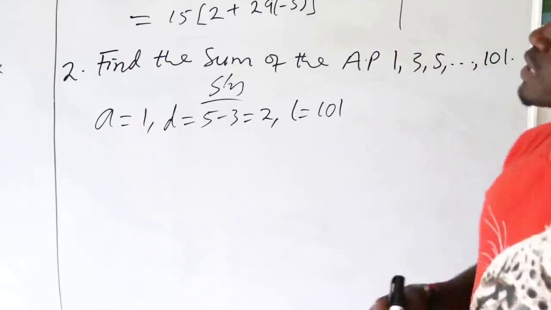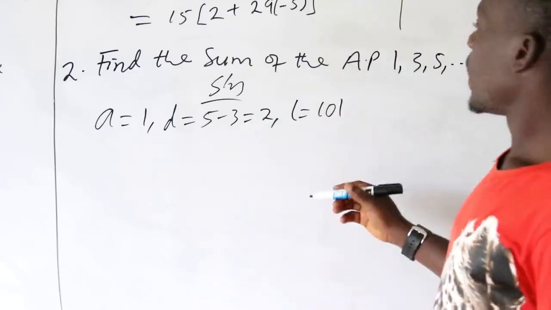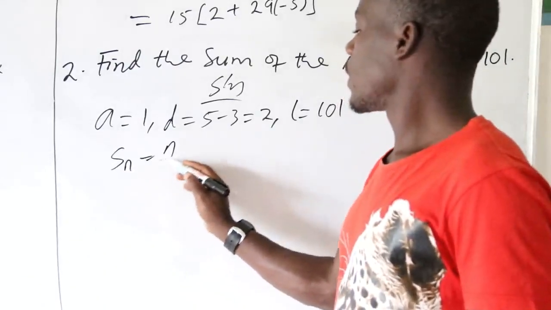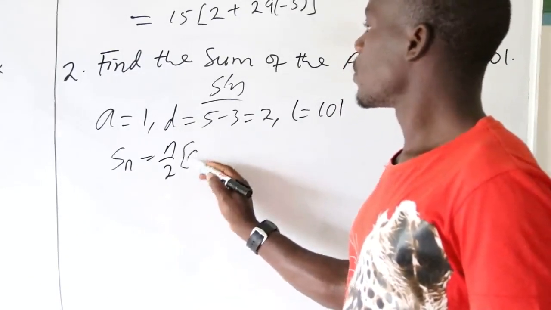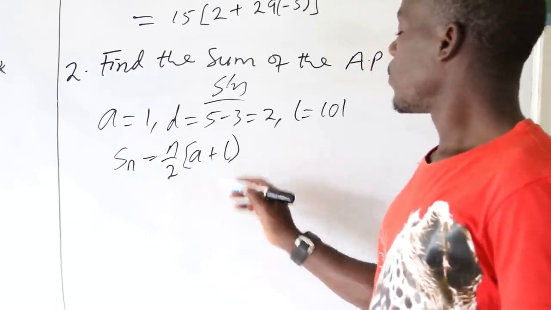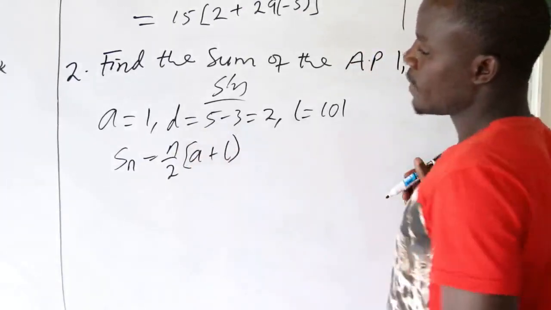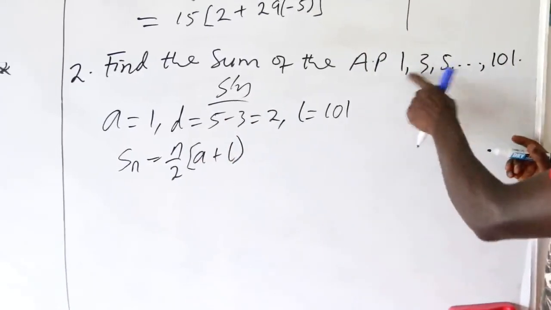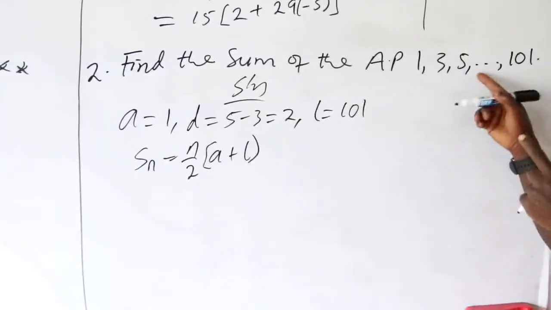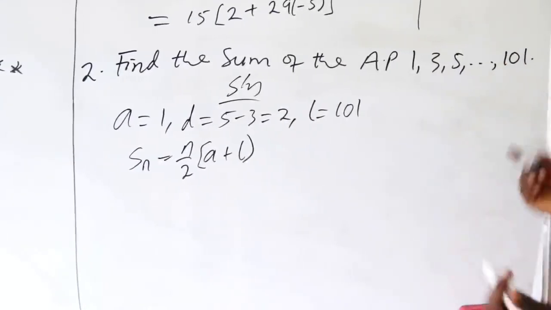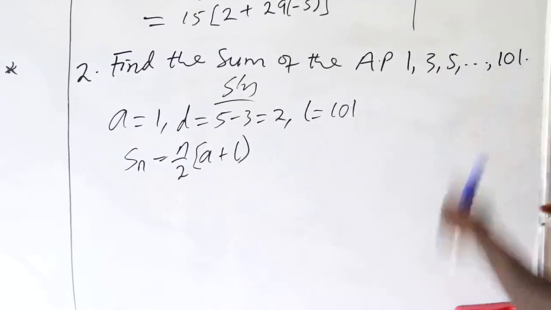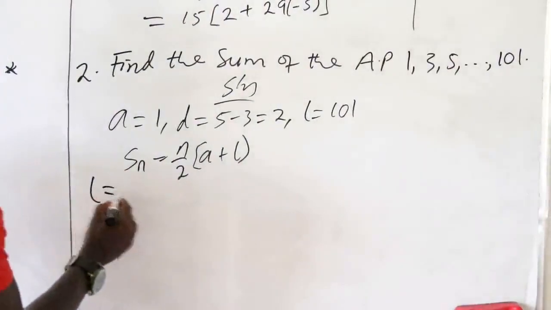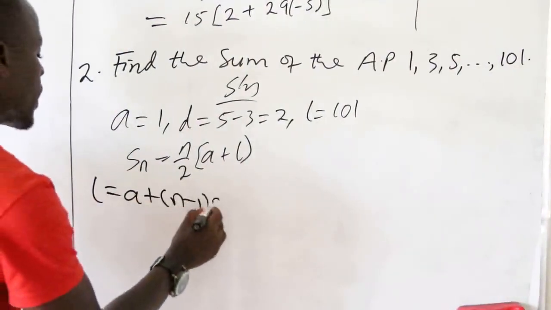So that means we can use the formula for Sn, that is Sn equals n all over 2 into (a plus l). But the challenge is that we don't know n. They just say find the sum of the AP. And please don't make the mistake of saying there are 1, 2, 3, 4 terms. No. This means there are many terms in between, and we don't know how many of them there are. So we need to know how many terms are here. But now, if you recall, we say L, that is our last term, is a plus (n minus 1)d.